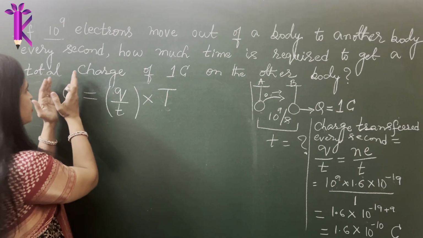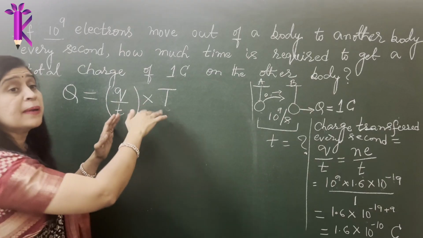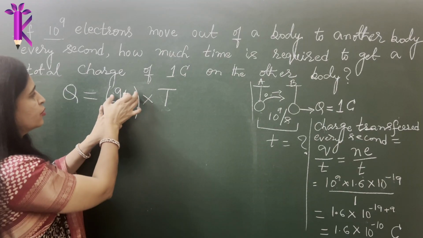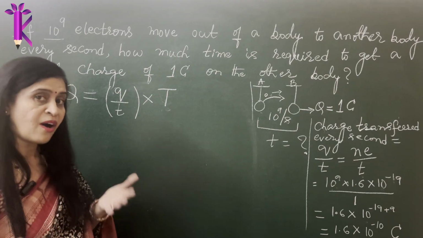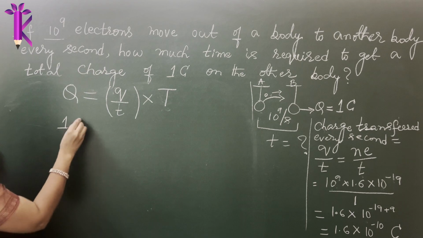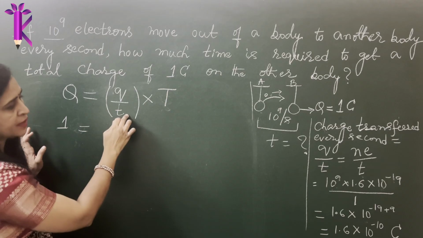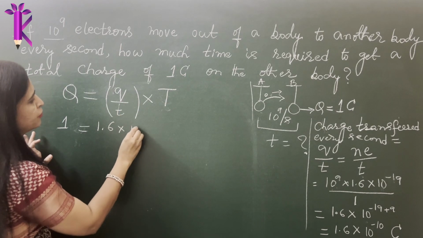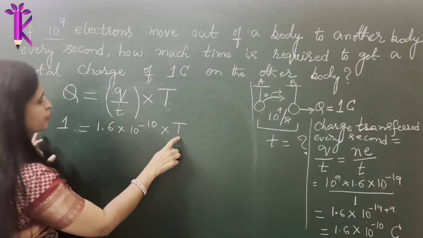So what is the total amount of charge? The total amount of charge is what you are transferring every second multiplied by the total time. The amount of charge transferred every second multiplied by the total time gives you the total charge on the body B, or the metal sphere B. So the total amount of charge that needs to be accumulated is about 1 coulomb. So I'll write it as 1. The charge per second we have calculated to be 1.6 into 10 to the power of minus 10, into the total time. So we need the total time.